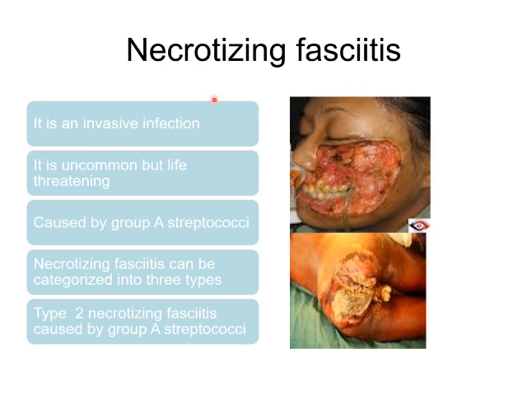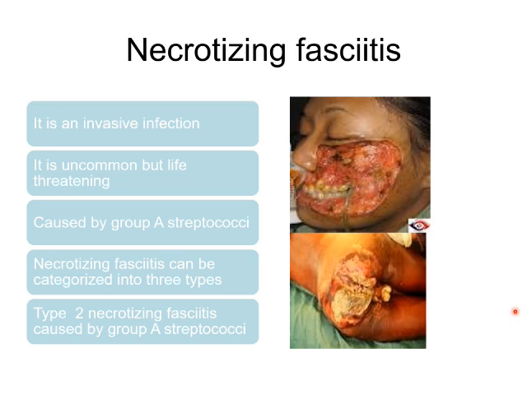Necrotizing fasciitis. Necrotizing fasciitis is an invasive infection characterized by rapidly progressive inflammation and necrosis of the skin, and subcutaneous fat and fascia. It's uncommon, but it's life-threatening. It is caused by group A streptococci. The group A streptococci are also called flesh-eating bacteria.